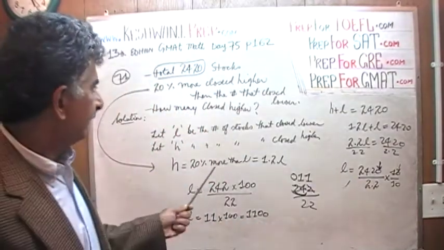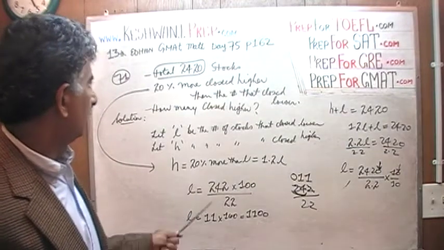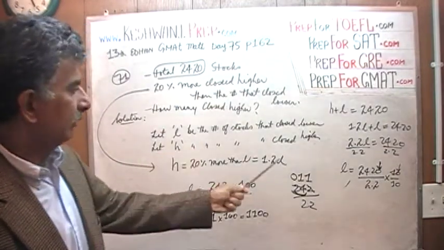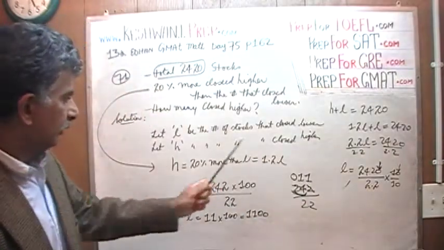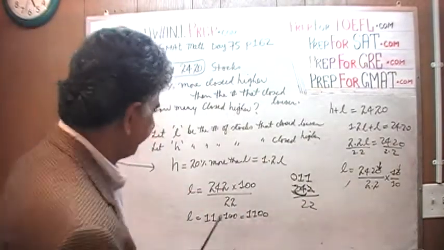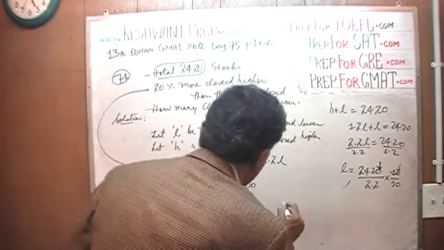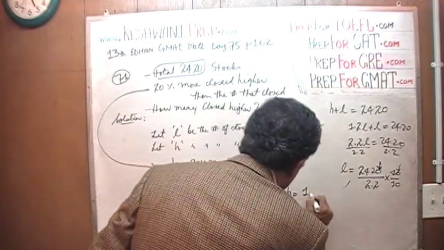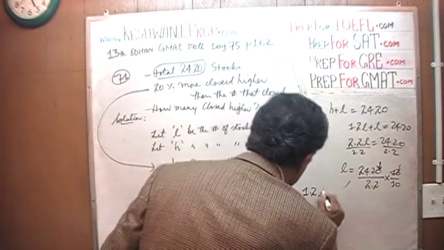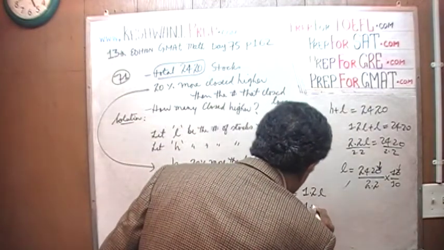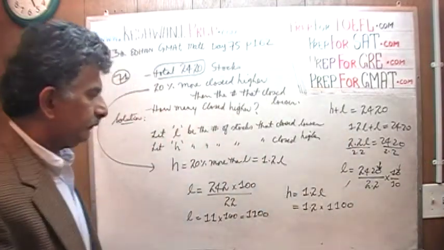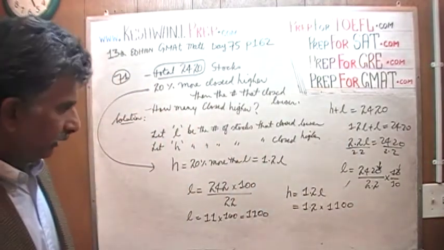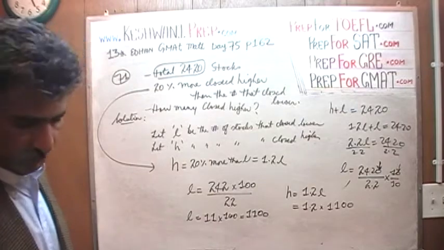But they're not asking us for the number that closed lower, they're asking us how many closed higher. So we have to figure out the H, which is 1.2L. H is 1.2L right here. So let's finish it up. H is 1.2L, or 1.2 times 1100, which is the same as 12 times 110.